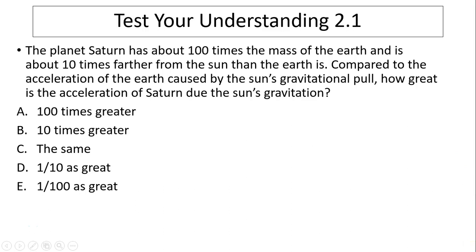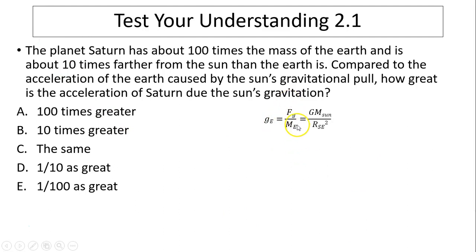Check your understanding. The planet Saturn has about 100 times the mass of the Earth and is about 10 times further from the Sun than Earth is. Compared to the acceleration of the Earth caused by the Sun's gravitational pull, how great is the acceleration of Saturn due to the Sun's gravitation? Let's see.